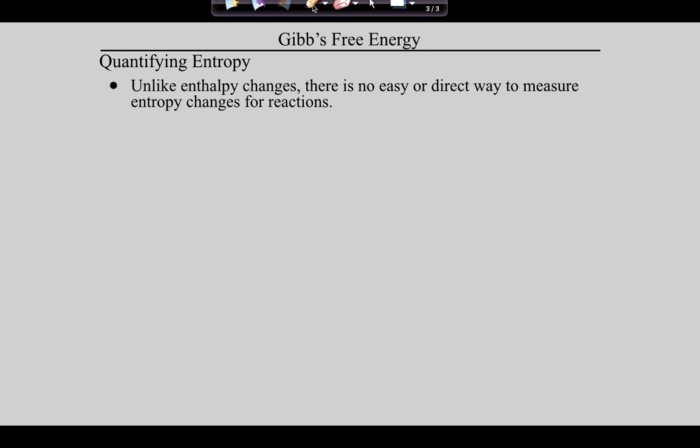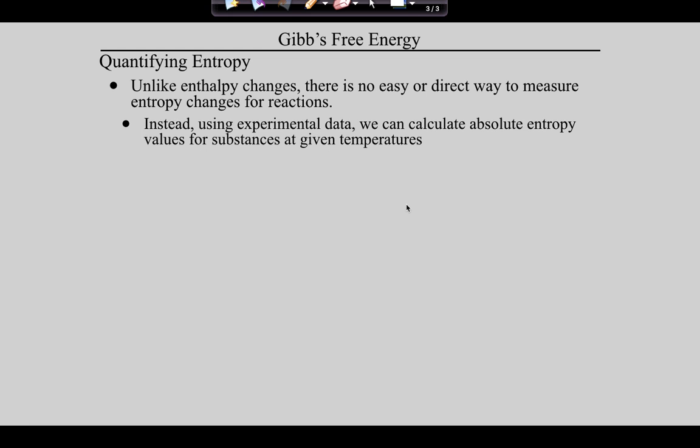When entropy changes, temperature doesn't have to change, which is that whole idea with isothermal, right? You can have a huge entropy change with no temperature change. So what we do is this. Instead of working through it that way, we actually use experimental data for substances.